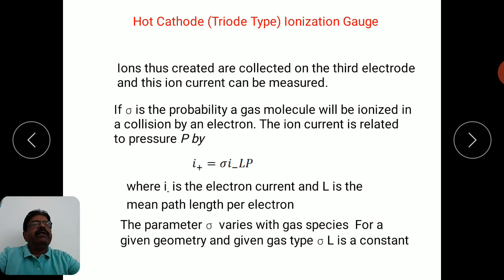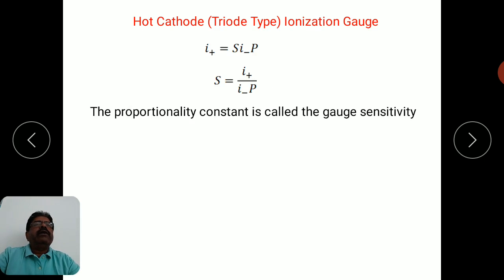So sigma L is constant, and therefore you can write I plus, the ionic current, is equal to S into I minus P, where we have considered S as L into sigma. Earlier in the equation we substituted L into sigma equal to S. So I plus is equal to S into I minus P. You can write that equation.